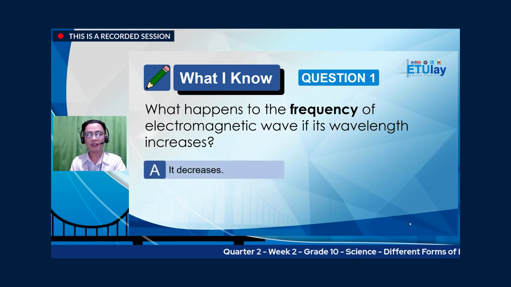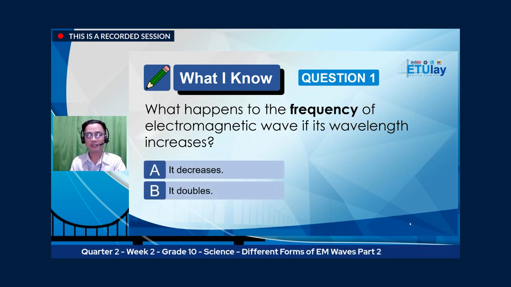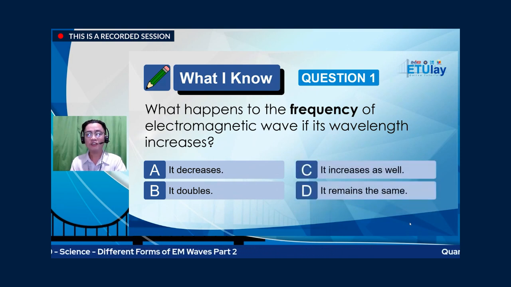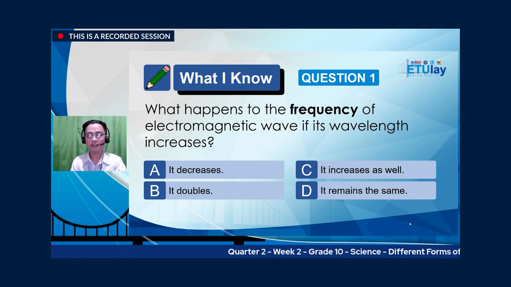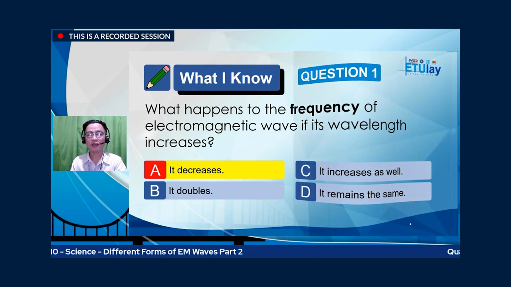A. It decreases. B. It doubles. C. It increases as well. Or D. It remains the same. I will count 5, 4, 3, 2, and 1. Kung ang sagot mo ay letter A, it decreases, ikaw ay mahusay. Let's proceed to question number 2.